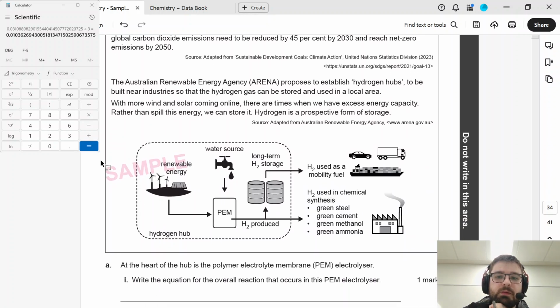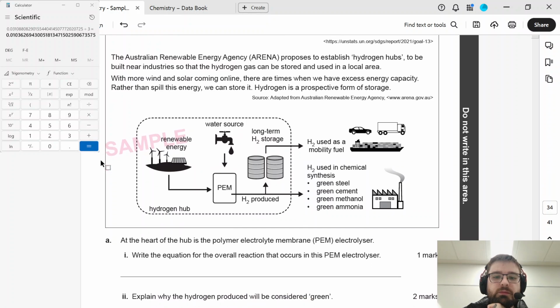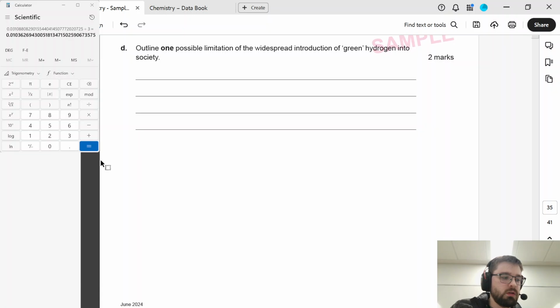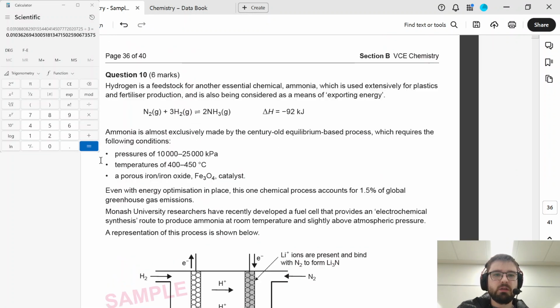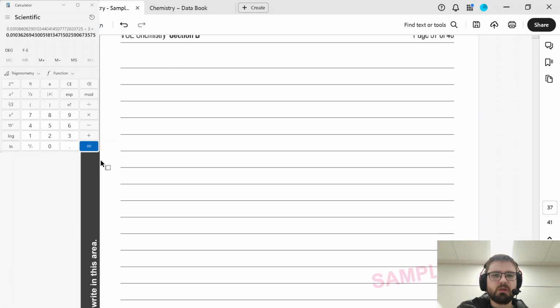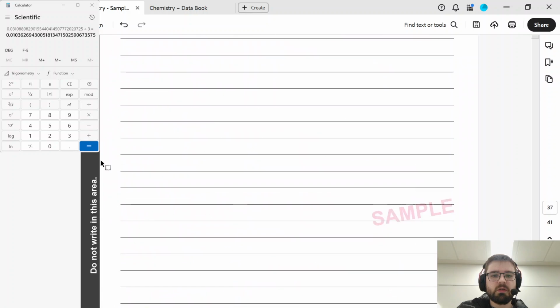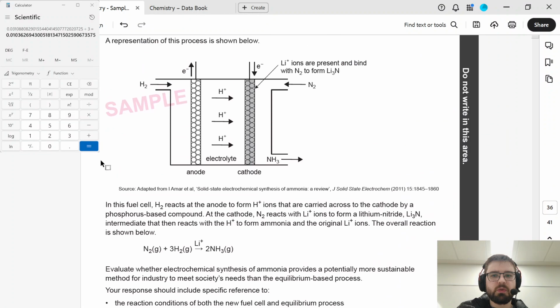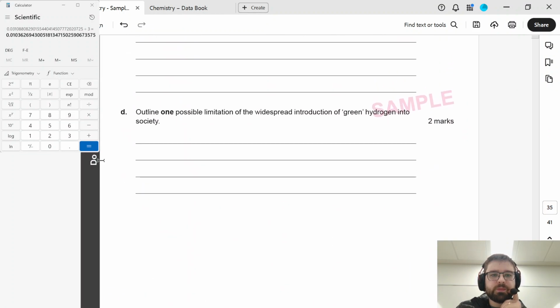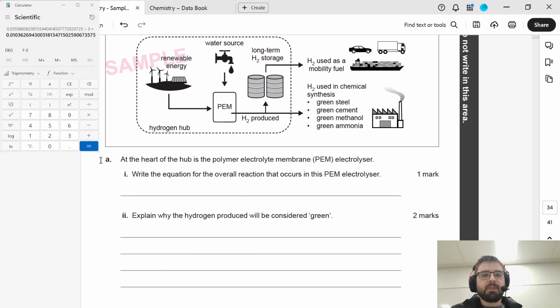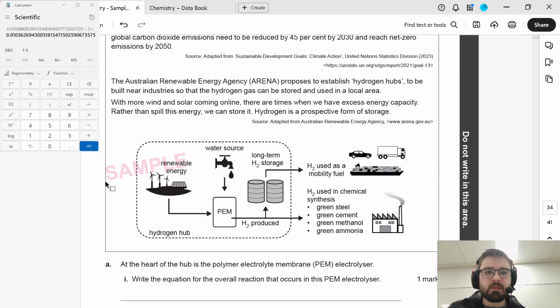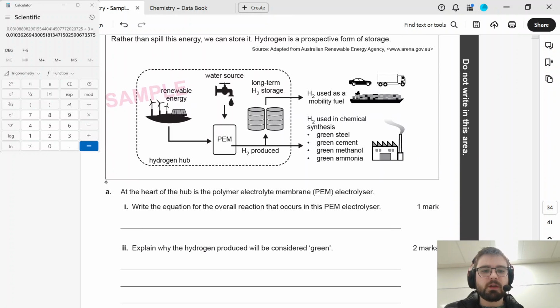Okay. Ew, a 6-mark question. Write the equation for an overall reaction that occurs in this PEM electrolyzer. Okay, this one's just going to make hydrogen and oxygen.